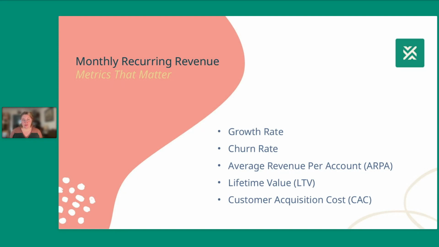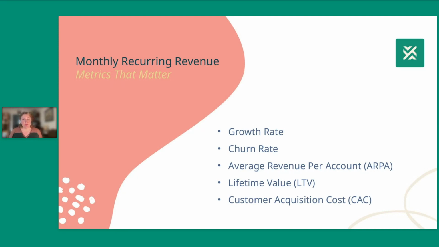3, expansion rate. This reflects the percentage increase in MRR from existing customers, typically through upsells or cross-sells. 4, average revenue per account, or ARPA. This calculates the average revenue generated per customer. Useful for pricing strategy and understanding the value customers bring.